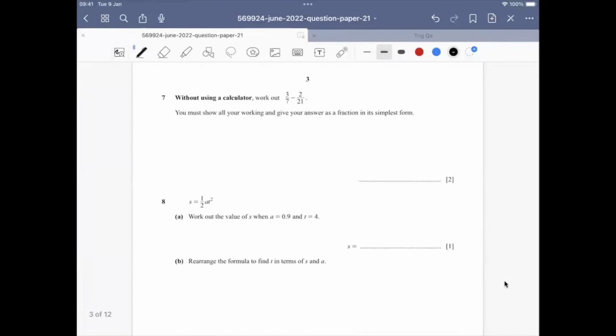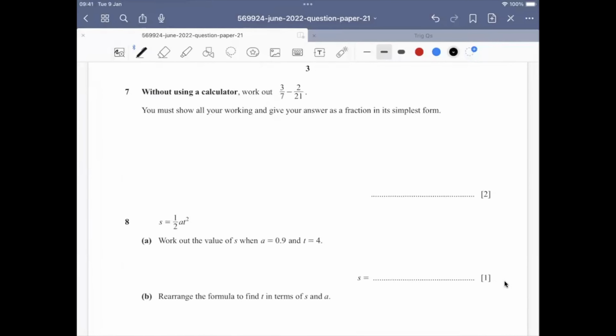Without using a calculator, work out 3 over 7 minus 2 over 21. You must show all your working out and give your answers as a fraction in its simplest form. So 3 over 7 minus 2 over 21.